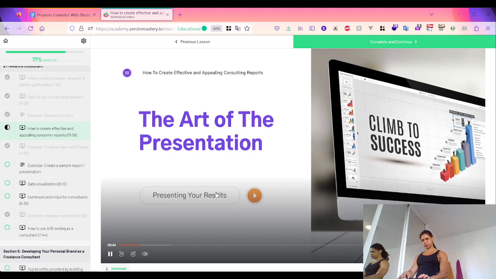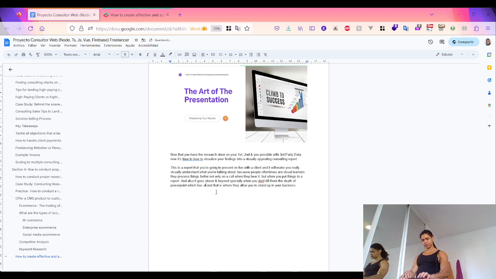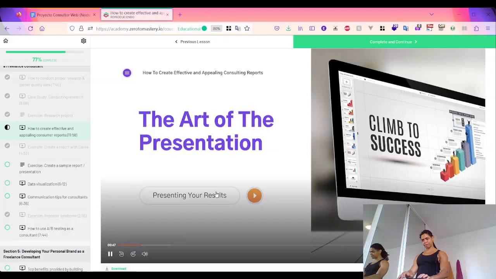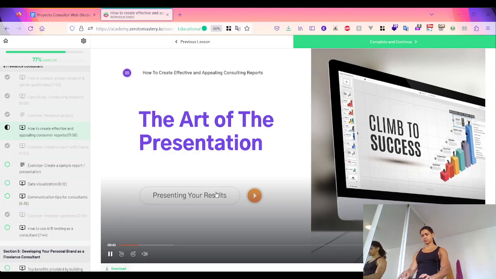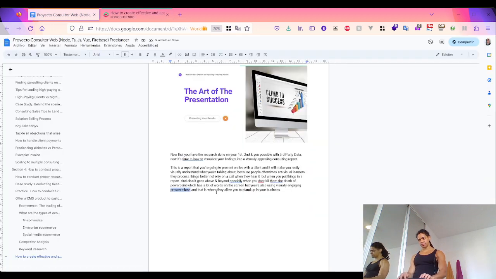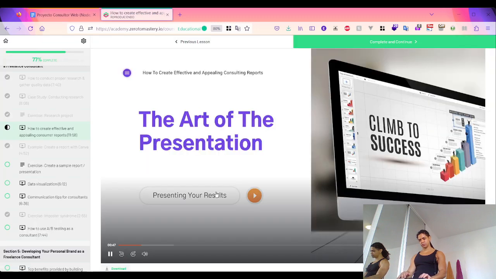You don't just have a bunch of words on the screen in PowerPoint, but you are performing visually engaging presentations. And that is going to help you stand out and earn repeat business.